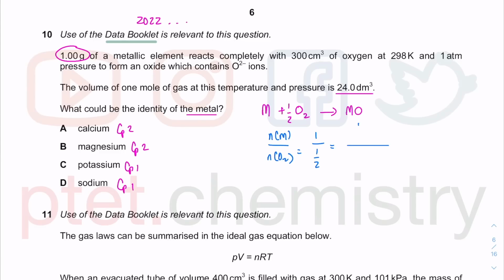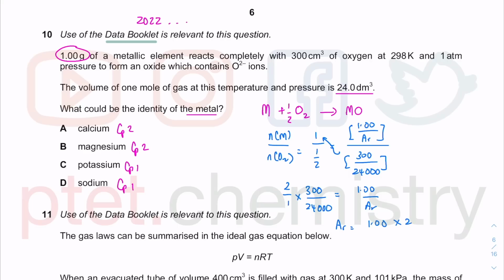On the far right, you have 1.00 gram of the metal, which you don't know the identity of. So it's 1 over the AR divided by 300 over 24,000. Because this is in cm³, this is in dm³, I convert it to cm³ per mole by multiplying by 1,000. So you just need to rearrange your equation. 1 divided by a half is going to be 1 times 2 over 1. So you get 2 over 1 times 300 over 24,000. That is mathematics. And of course, if I want AR, then I get 1.00 times 24,000 over 300 times 1 over 2.